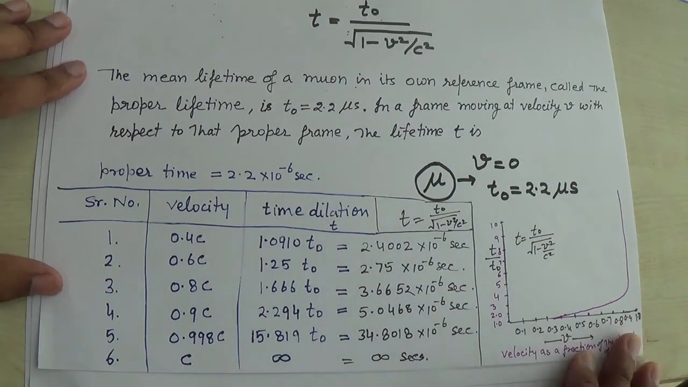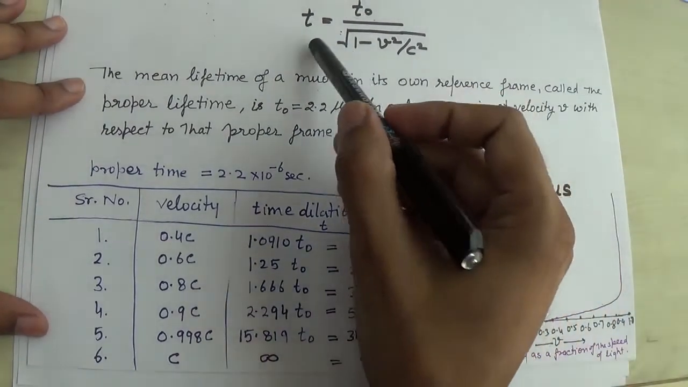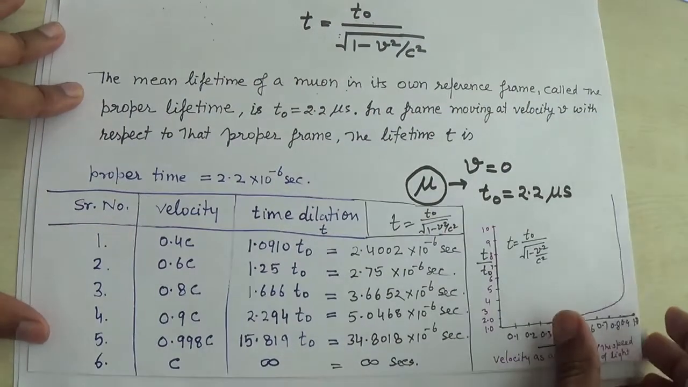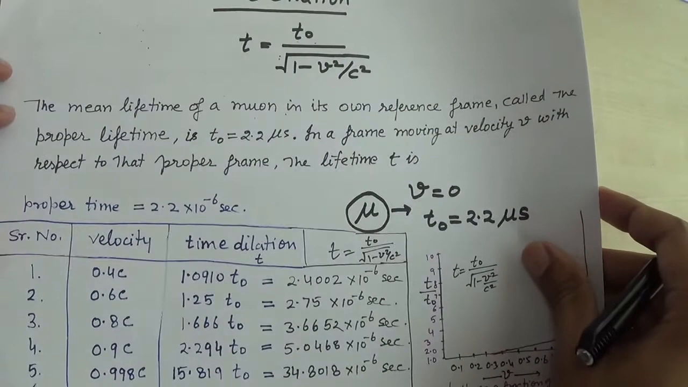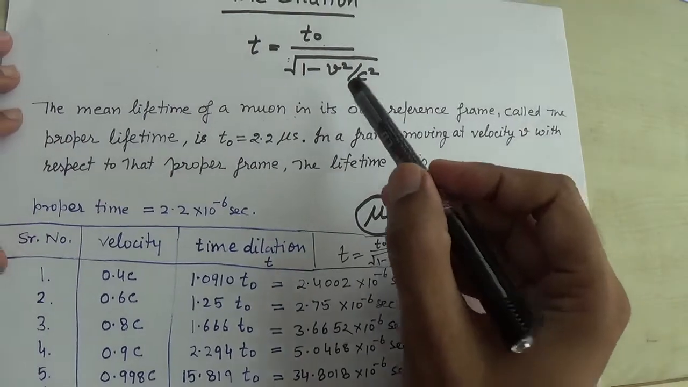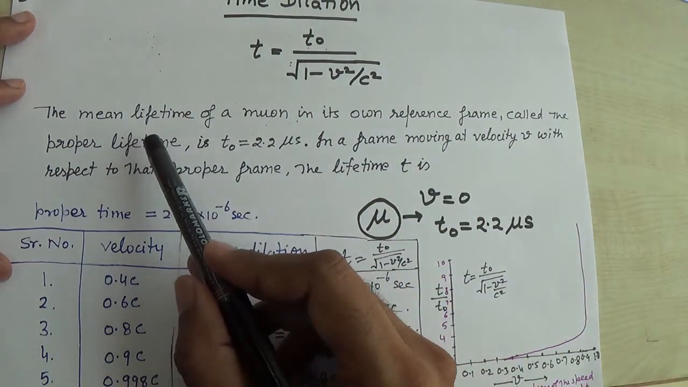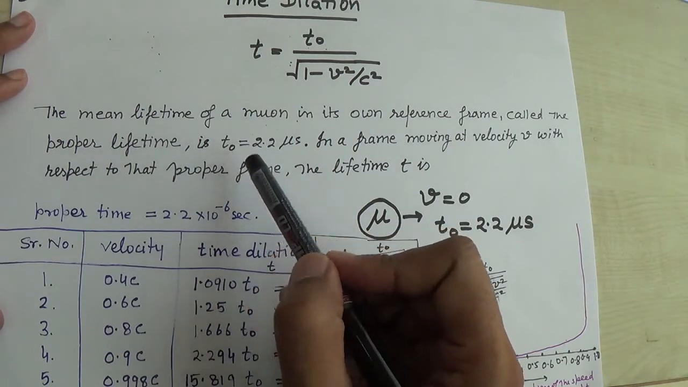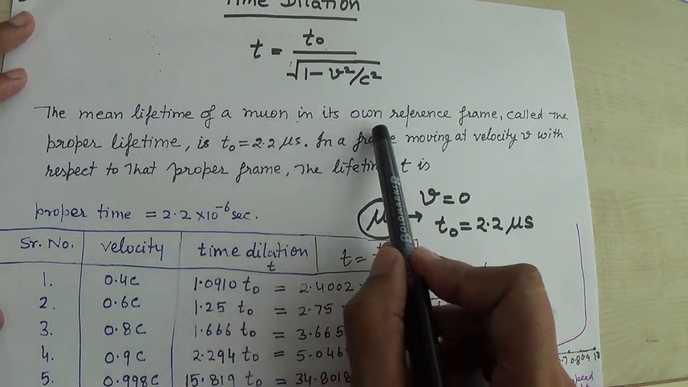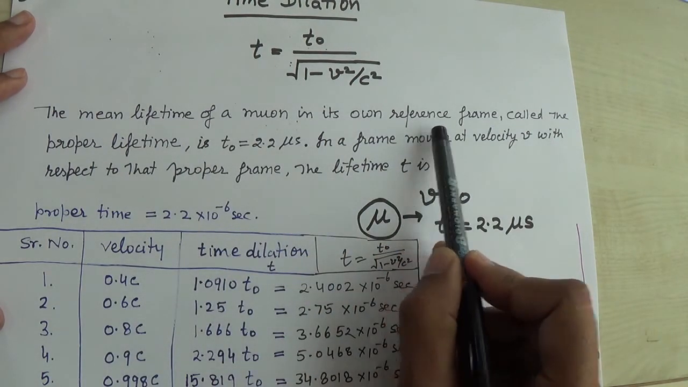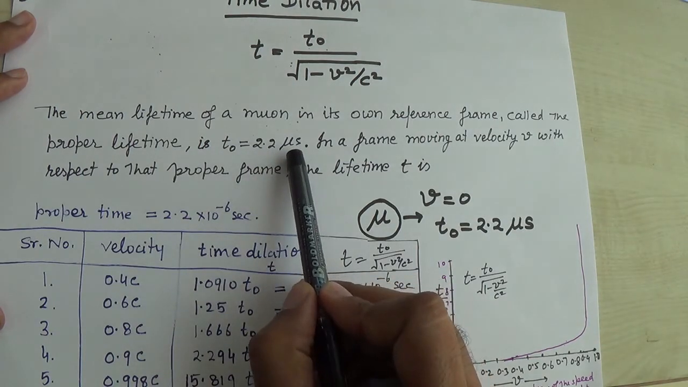Further, if we make some observation on the basis of this formula of time dilation, that t is equal to t naught upon square root of 1 minus v square upon c square, I am taking one more example here, of the muon. The mean lifetime of a muon in its own reference frame, called the proper lifetime, is 2.2 microseconds.